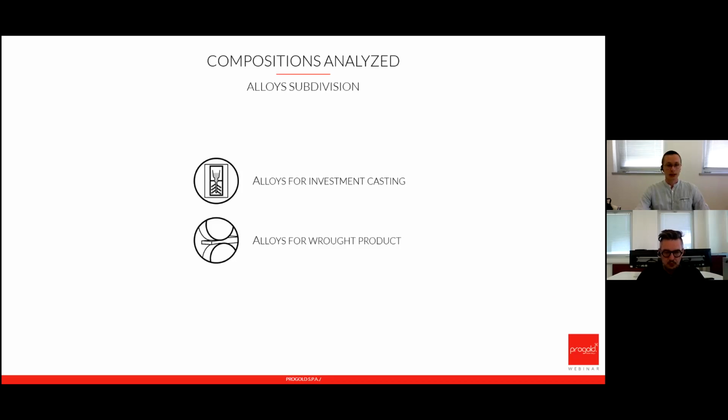For this work, we use our commercial alloys, but we hide their names to treat them in a scientific manner. Thus, we divided all the considered alloys in 2 big families: the alloys for investment casting, so casting alloys, and wrought alloys, so alloys for plastic deformation.